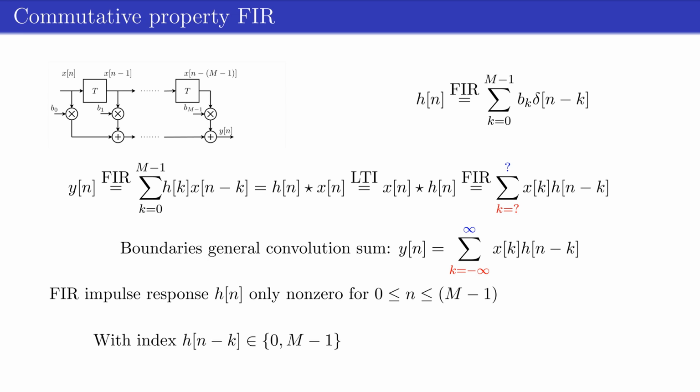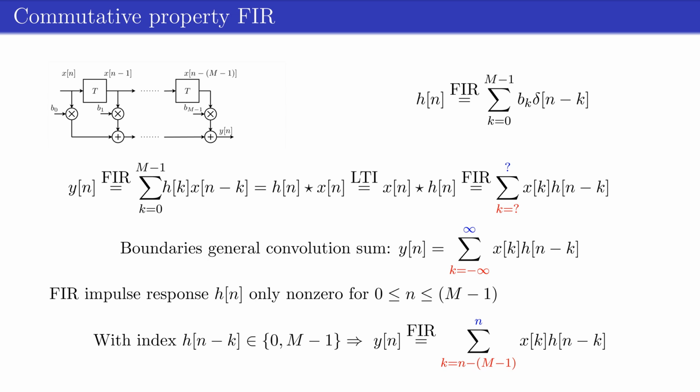This implies that within the summation the index n minus k of the impulse response has to be within this range. On the one hand, this implies that the index n minus k has to be larger than or equal to 0, or k must be smaller than or equal to n. On the other hand, index n minus k has to be smaller than or equal to M minus 1, or k has to be larger than or equal to n minus M plus 1, which results in the equation as given on the slide.